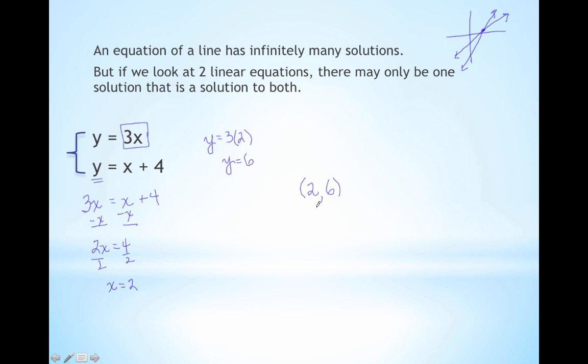And I can check very quickly to see that that ordered pair works for both of these equations by substituting 6 in for my y value. So 6 equals 3 times, instead of x, I'll put in 2. And 6 does equal 6. And then I'll substitute my 6 in for my y in my second equation, the 2 for my x, and I will see that 6, again, equals 6.